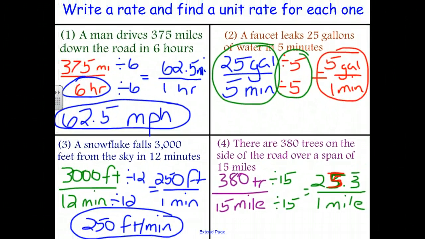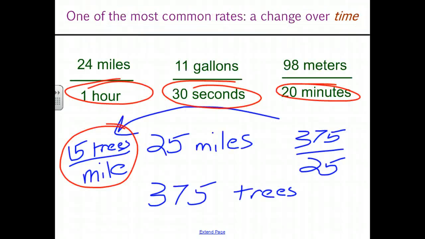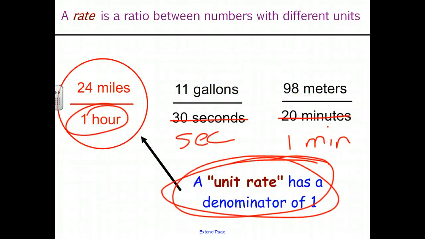Again, the idea of a rate is simply a ratio between numbers with different units, often in a change over time, but not necessarily. And a unit rate is just a rate in which the denominator value, or the second value, is 1.